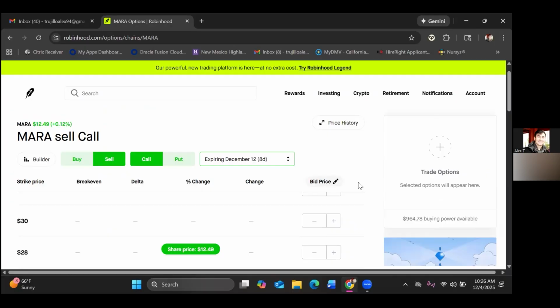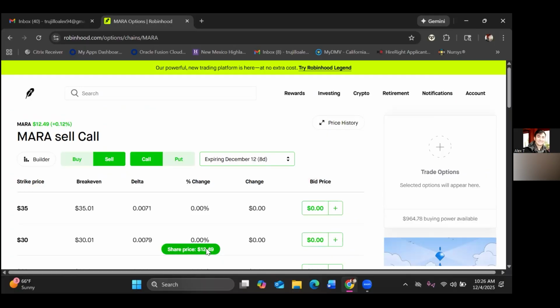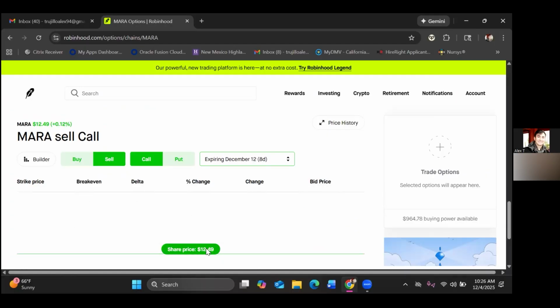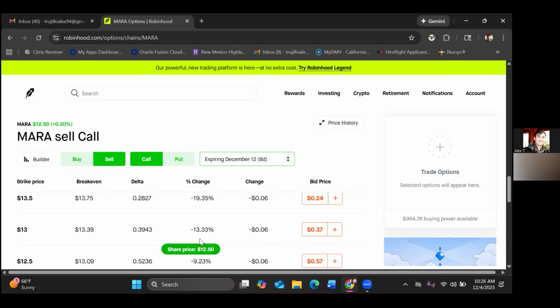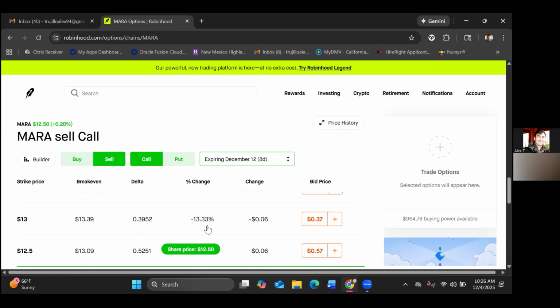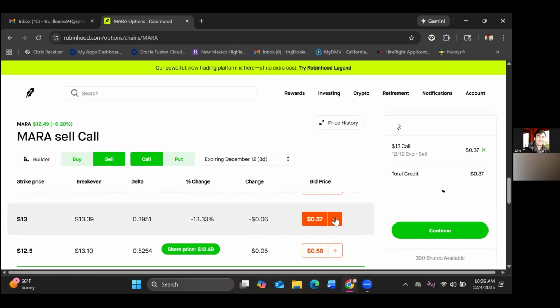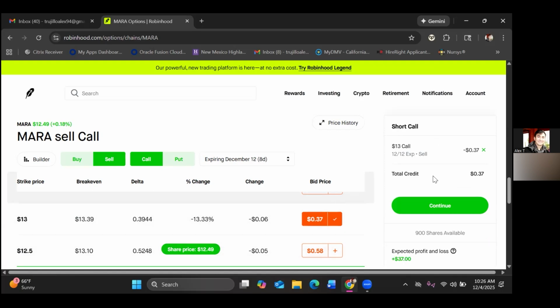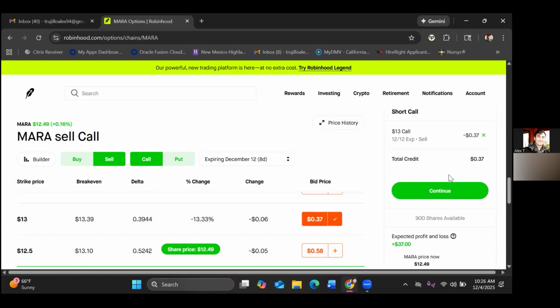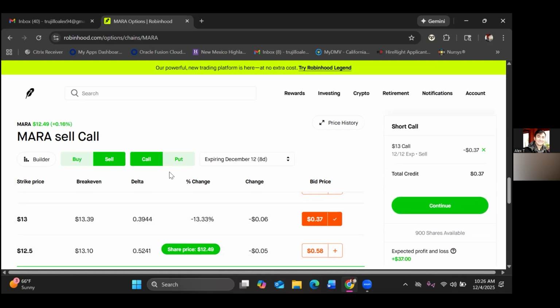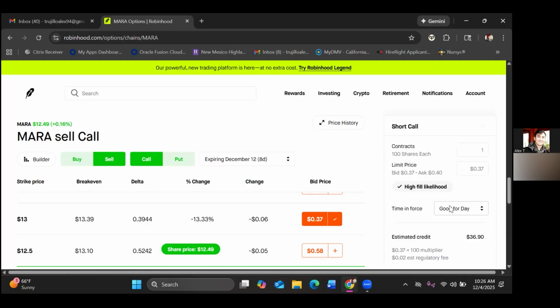712, sell call. Look at a 13 strike. 13. Here we are. Let's go with that one. And let's see. 900 shares, you can do 9 contracts. Sell call, December. Continue. Yeah, continue, nine contracts.